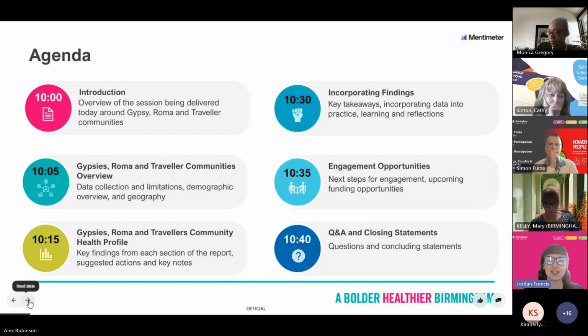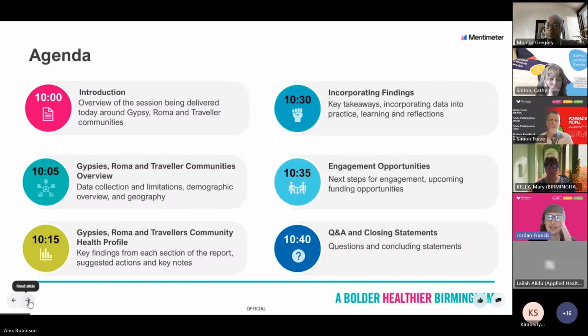Then we're going to look at about 5 minutes of how we can use these findings in our work and how we can develop on this, maybe any feedback and things like that. And then we do have some ongoing and upcoming funding opportunities to work closely with these communities to tackle some of these health inequalities.